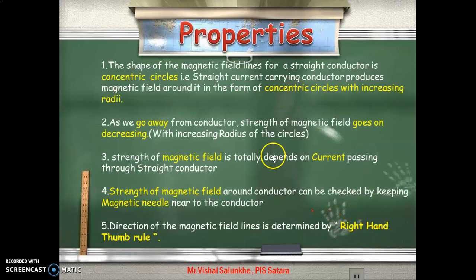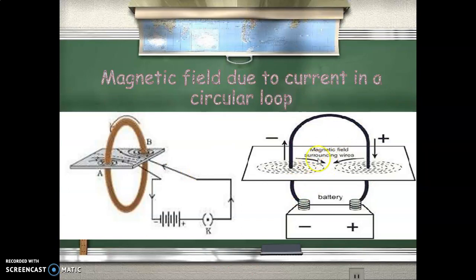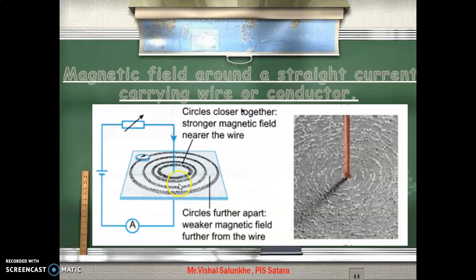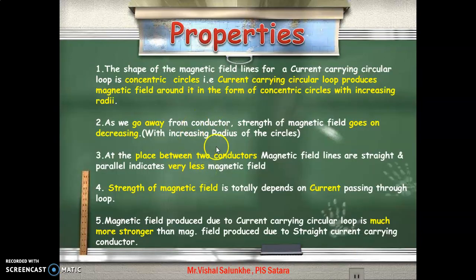So my dear student, in the previous slide we have seen the magnetic field produced due to a straight current carrying conductor, and if you compare that magnetic field with this one, we find that the magnetic field produced due to this circular loop is much stronger than the magnetic field produced due to this straight conductor. Okay, so these are some characteristic properties of the magnetic field produced due to a circular loop.